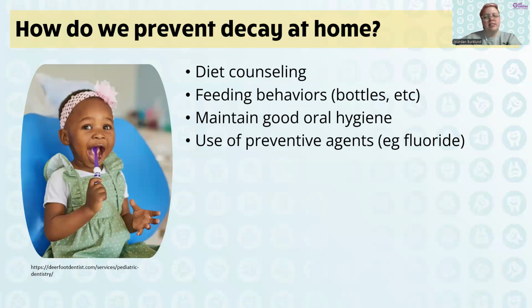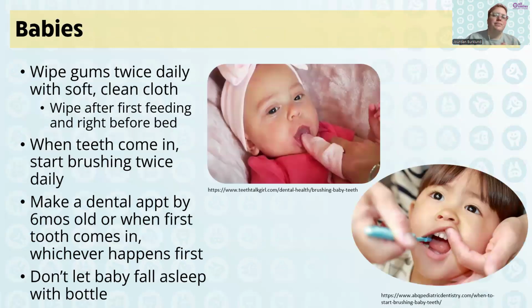So ways that we can prevent dental decay is through diet counseling, kind of letting people know like how cavities are formed through a lot of sugar and carbohydrates. Talking to them about feeding behaviors, like I was saying earlier, like, not letting kids go to sleep with a bottle, making sure they brush their teeth after they drink their milk and before they go to bed. And just like using preventive things like fluoride and maintaining good oral hygiene.